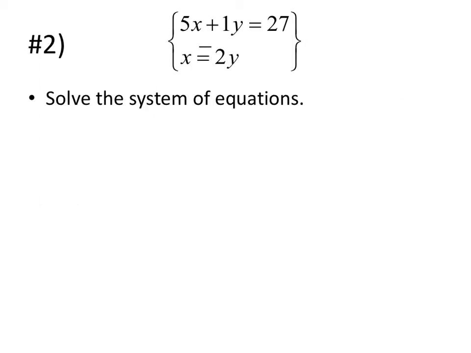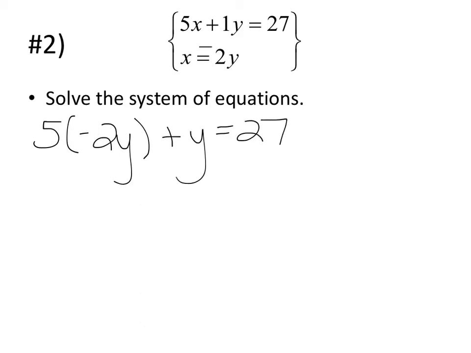Okay, this should actually be x equals negative 2y. 5x plus 1y equals 27, x equals negative 2y. Alright. So, the first thing we're going to do, since we're going to use substitution for this system of equations, because this is perfectly set up for substitution, is where it says x here, we're going to plug in negative 2y. So that's 5 times negative 2y plus y, 1y and y are the same thing, equals 27.